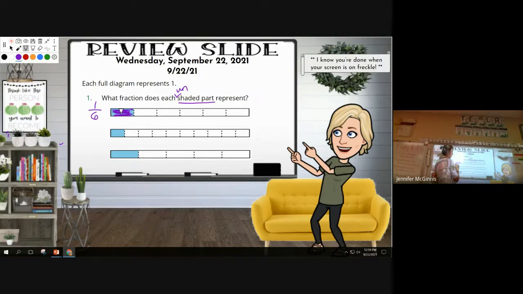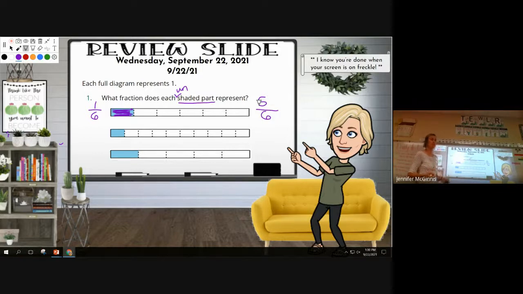1/5. No. We still have the same total amount in the fraction. So what's my denominator going to be? What's the total amount of equal parts in this fraction, Lila? 6. What's the unshaded part, Will? 5.